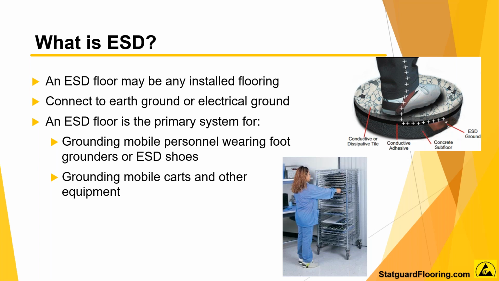Per ANSI S20.20 Table 3, the required limit for mobile equipment, which is a work surface, is less than 1 × 10⁹ ohms resistance to ground. Pictured on the top is a complete system with an ESD vinyl tile installation. The grounded personnel, via the foot grounder, make contact with the ESD vinyl tile that's installed on top of a conductive 2-part epoxy adhesive, grounded via copper grounding strip connected to ground. This electrical connection allows for static to complete its circuit and flow safely to ground.